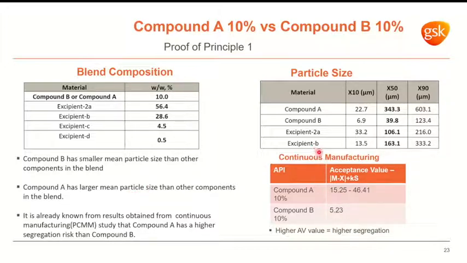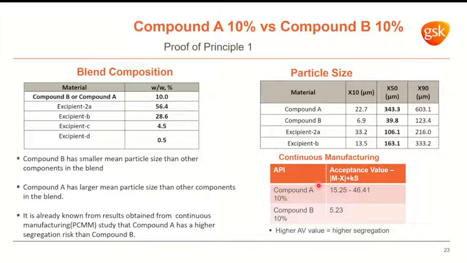So this is the result from continuous manufacturing, where something called acceptance value, AV value, which is a statistical test for which you take a difference in the mean and you add a constant K and multiply it by standard deviation. This is the statistical test that is used at continuous manufacturing.